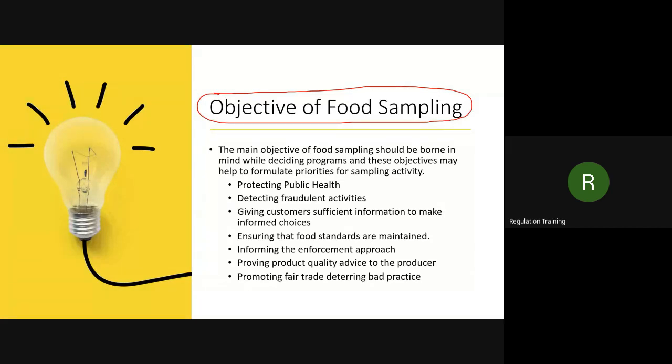Giving customers sufficient information to make an informed choice. Now, for example, whenever paneer is tested in the market, the majority of the paneer which is sold loose, or whose rate is very low, is actually adulterated, right? If there are two shops, one shop is selling branded packed paneer at about 340 or 400 rupees per kg, and another shop is selling loose paneer at 200 rupees per kg, there is a big difference, right?